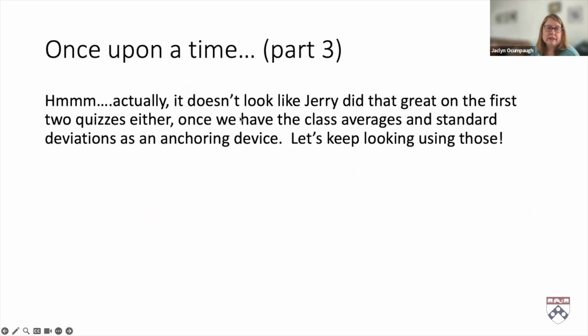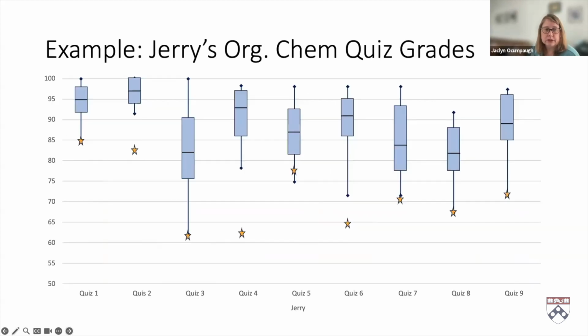Actually, it looks like Jerry didn't do that great on the first two quizzes once we have the class averages and standard deviations as an anchoring device. So let's keep using those, right? And we can see, oh yeah, even though he was performing better, if we just had looked at the raw score, he's still well below how the rest of the class is performing on those two quizzes, and we want to pay attention to that.